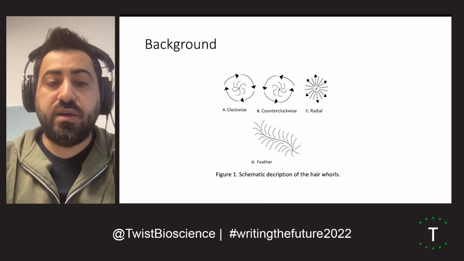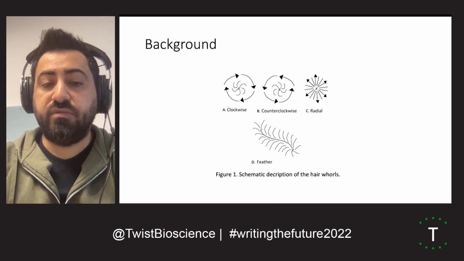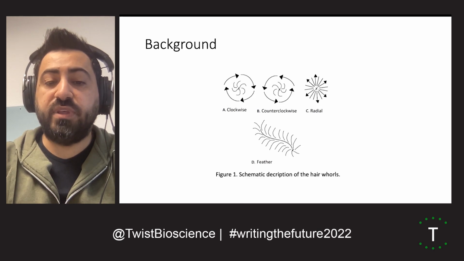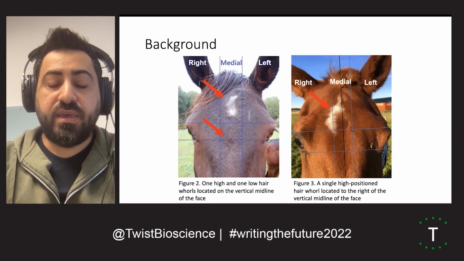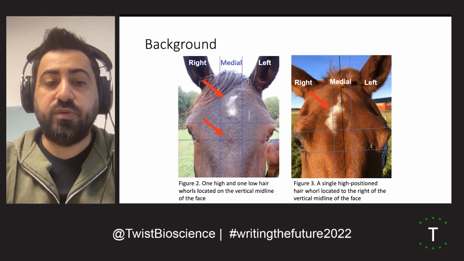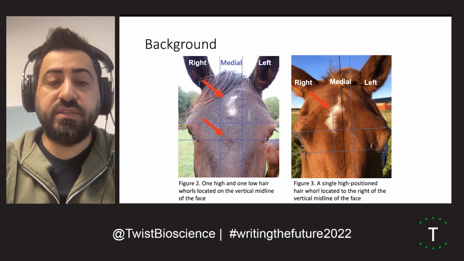Hair whorls have different shapes, and here I will present four of the shapes. One is clockwise, the other is counterclockwise, radial, and there is a type that looks like a feather. They can be situated all over the body, but today I will talk about those that are placed on the face. And then you have the right side of the face, the left side, and the medial.